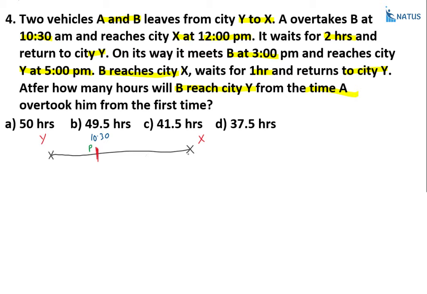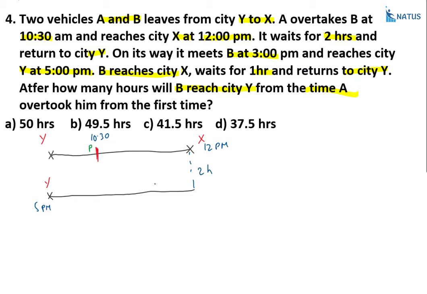At what time does A reach this point? That is equal to 12 p.m., or not? He takes 2 hours rest, and then comes back again. And what time will he reach Y? That is equal to 5, or not? At what time does it reach Y? That is equal to 5. This is the point. See, A starts at this point, overtakes at P and reaches X at 12 p.m. Takes 2 hours rest and goes back to Y at 5 p.m.